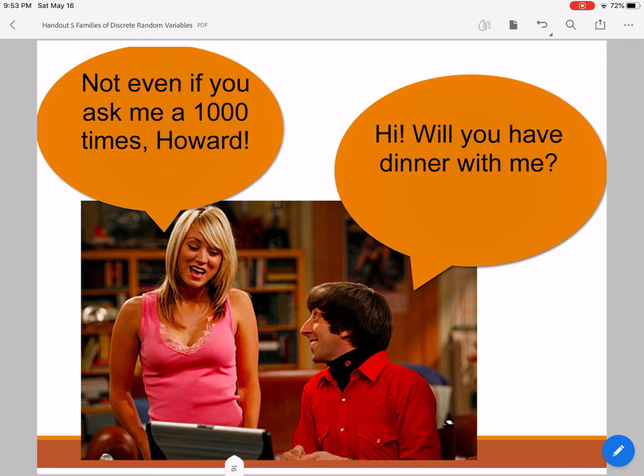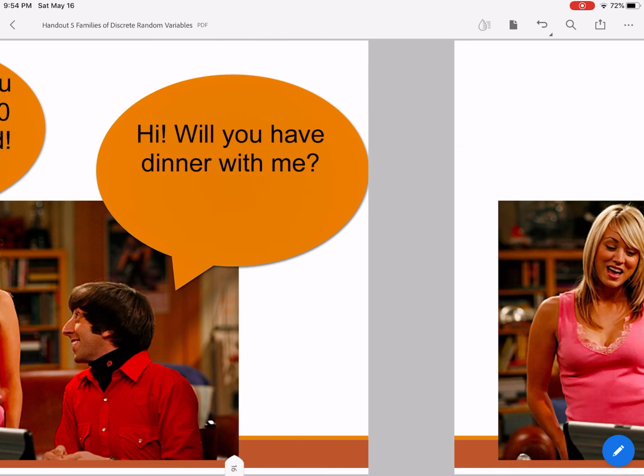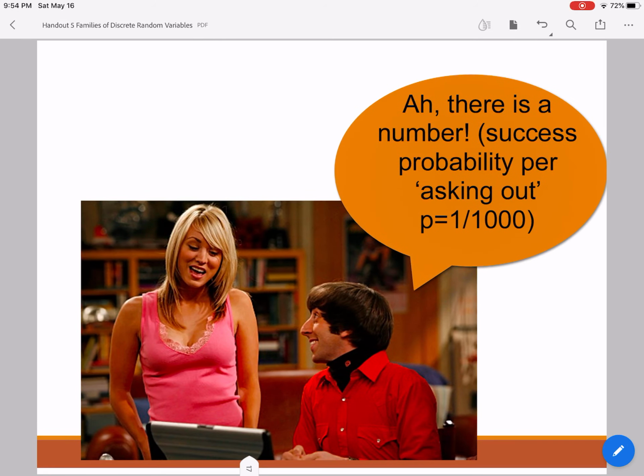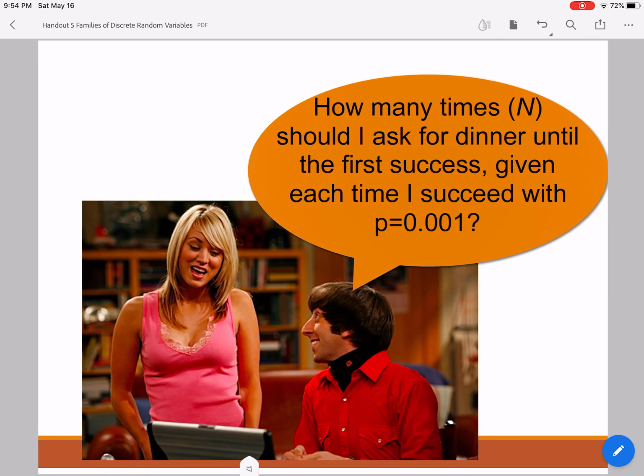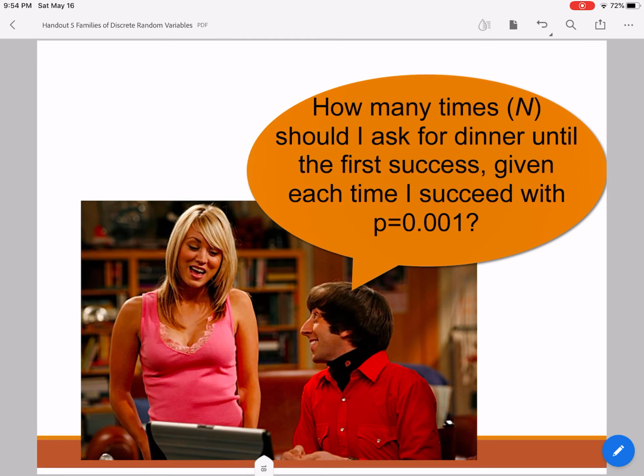So here we have our beloved characters, Penny and Howard. And Howard is like, hey, will you have dinner with me? And Penny's all, not even if you ask me 1,000 times, Howard. Now, Howard, being an engineer, is all optimistic. And he's like, so there is a success probability. So the success probability per asking out is 1 over 1,000 or 0.001. Help Howard model this situation.